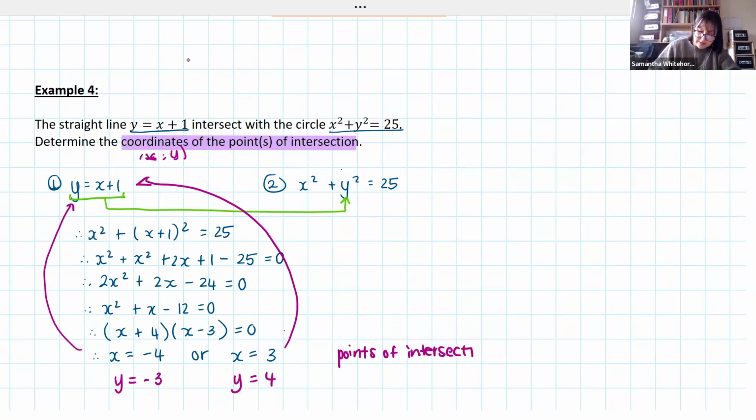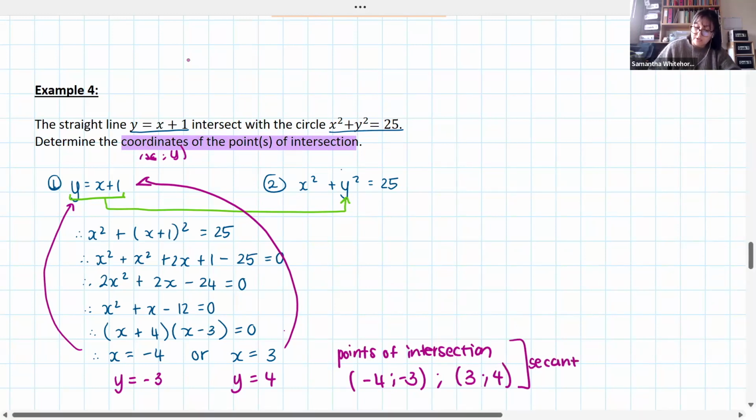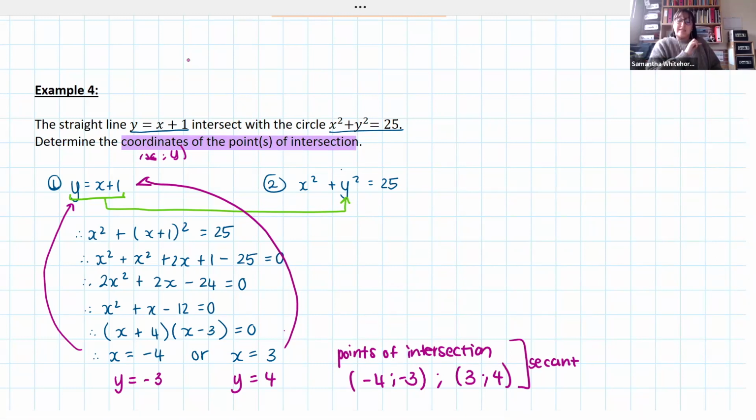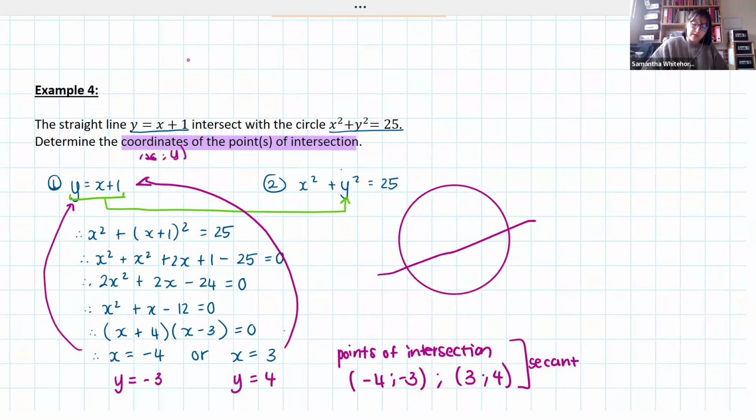So my points of intersection are at negative 4, negative 3, and 3, 4. What this actually means is that the line I'm working with here is a secant to my circle. You've got two different points of intersection. It means the line cuts my circle twice, and you've got your 2 points of intersection: negative 4, negative 3, and 3, 4.